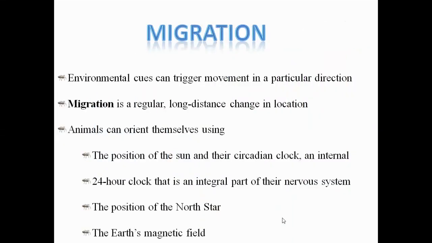Next one, migration. Environmental cues can trigger movement in particular directions. That movement, called migration, is a regular long-distance change in location. Some animals can orient themselves using the position of the sun and their circadian clock, an internal 24-hour clock that is an integral part of their nervous system. Also the position of the North Star, and last, the Earth's magnetic field. Many birds take migration based on these points.